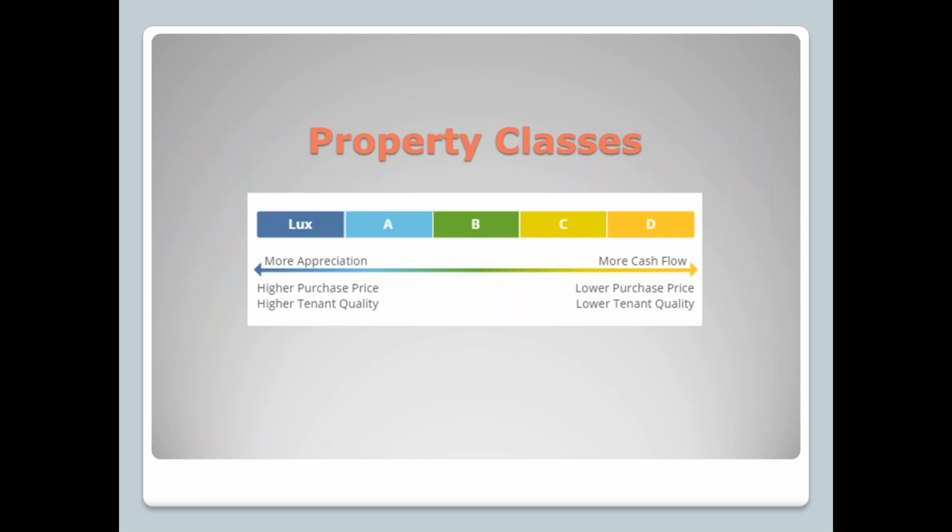And when you're looking at the property classes, when you're further to the left in a particular market, you're going to find that luxury properties are obviously going to be the highest priced properties. And when you're further to the right, you're going to find lower priced properties. But what you get with that is also more appreciation further to the left you are, and more cash flow further to the right. Higher tenant quality to the left, lower tenant quality to the right. So all of this has an impact on your return.